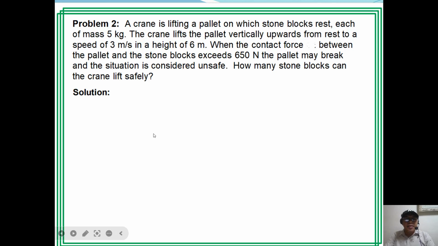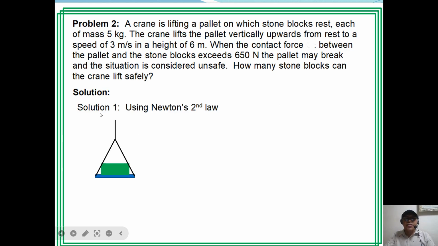So, let's say we have here a pallet. I will first use Newton's second law. We have the pallet and the stone blocks resting on it. Then the crane lifts this, starting from rest, so the initial velocity is 0, to a final velocity of 3 meters per second, and the height traveled is 6 meters.